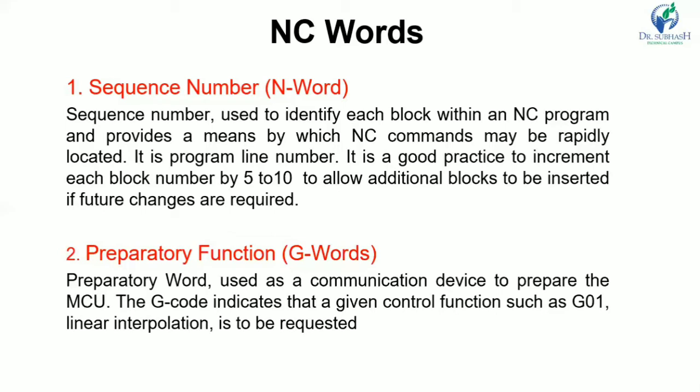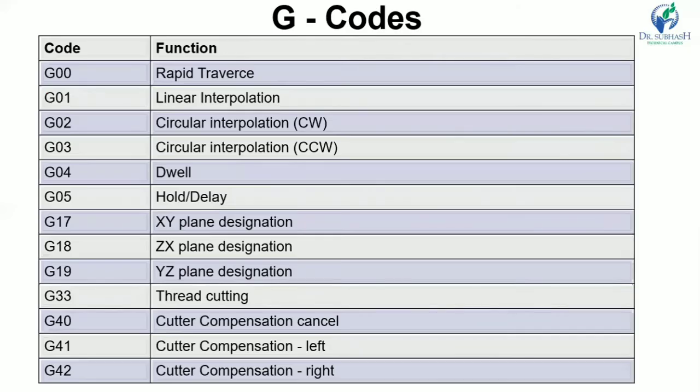Some of the preparatory functions, known as the G codes used in CNC machine programming, are: G00, that means rapid traverse; G01 is linear interpolation; G02 is circular interpolation clockwise.